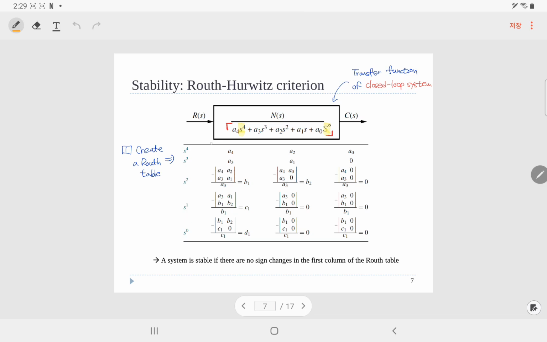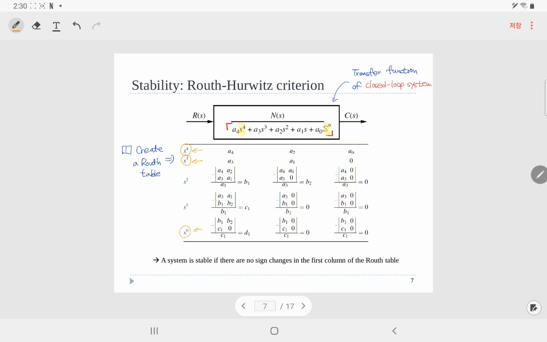And then we label each row of the Routh table. This is the first row of the Routh table, and we label this first row by S4. As you can see here, this is the highest power of the denominator of the transfer function. And the second row is labeled by S3, the second highest power of S. In this method, the last row is labeled by S0. This is very simple.